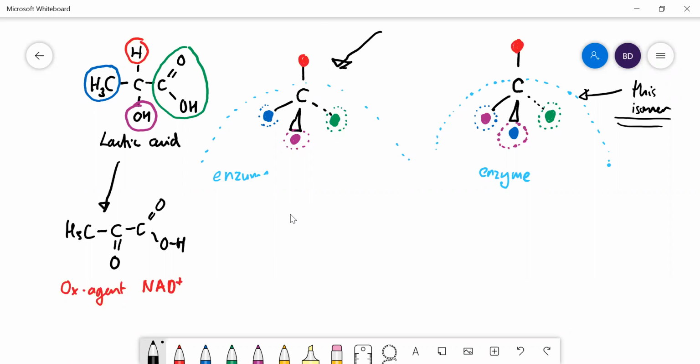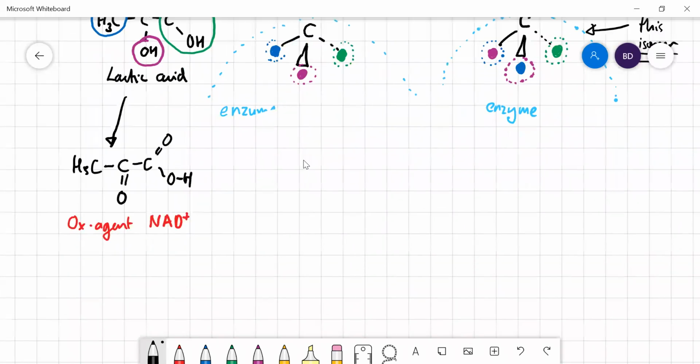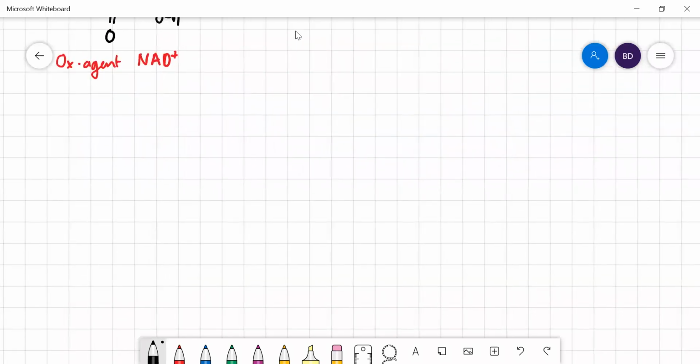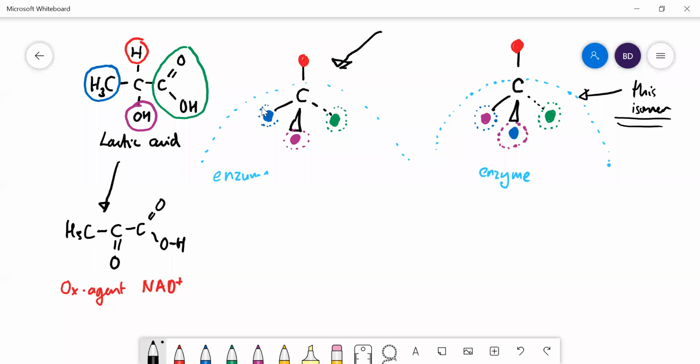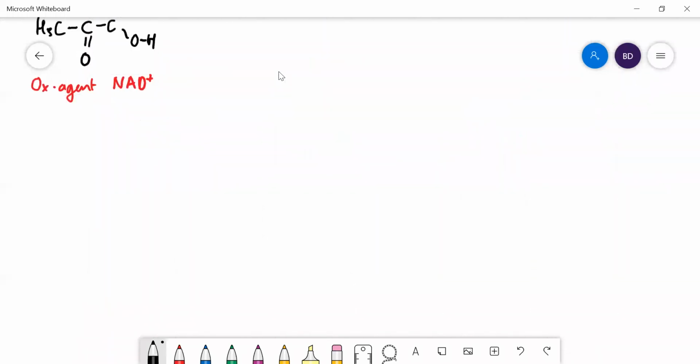Right, let's have a look at amino acids, which you've come across at GCSE in biology. Amino acids have the following general formula. You have a carbon atom with a carboxylic acid group attached to it. You have a hydrogen attached to this carbon atom. You have an amine group attached to it.